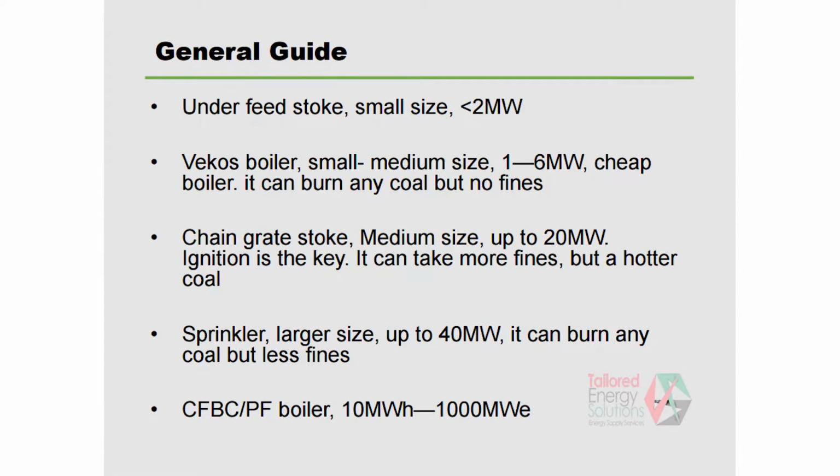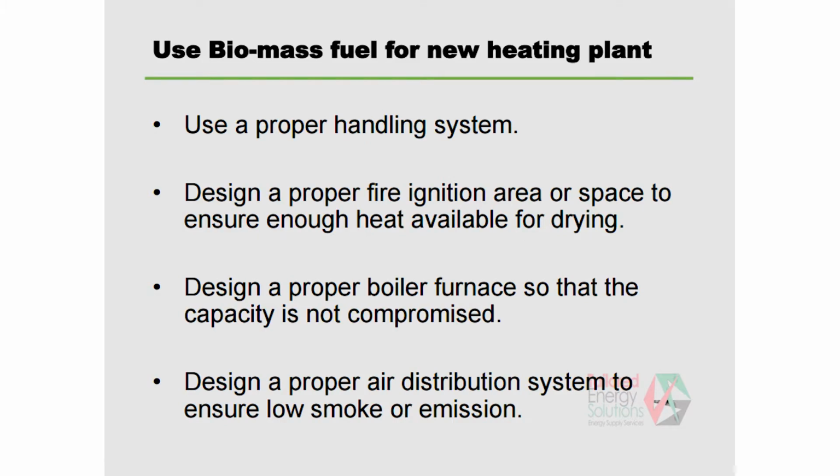Sprinkler boiler can burn anything really, because the coal or fresh fuel lands on the hot bed, so there's no heat available for drying. So use biomass fuel for the new heating plant. If you start from a new heating plant, that's fine. You just consider using a proper handling system because of the physical properties. Design a proper fire regulation area or space, and design proper boiler fillets so that the capacity is not compromised. Okay, proper design of the air distribution system.